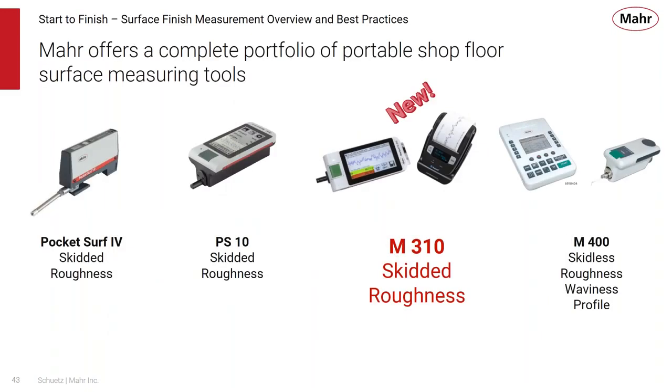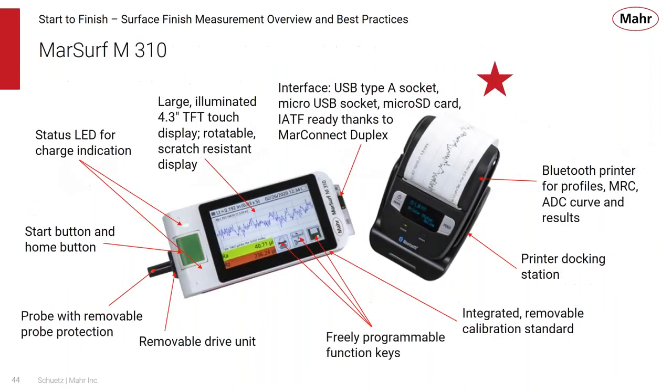Our latest addition is the M310, another skidded roughness system. This looks very much like the PS10, but it's been updated to have some more LED signals on it to help the user understand what's going on. We have a lot more interface capabilities with the M310 in terms of the USB socket for adding a micro SD card. We have the capabilities now of sending out information about the gauge with the data.